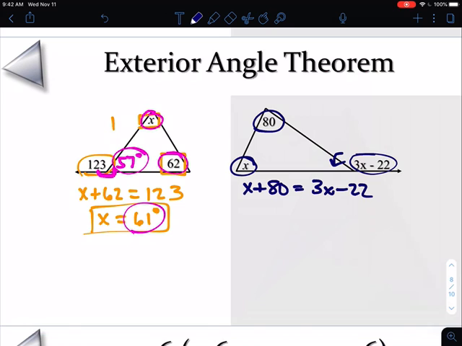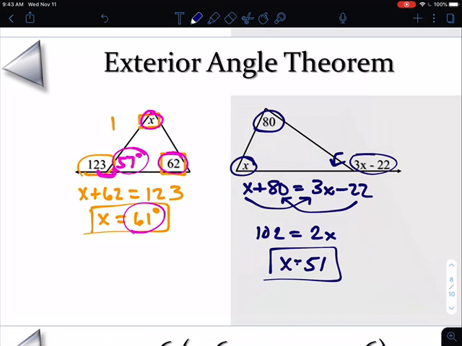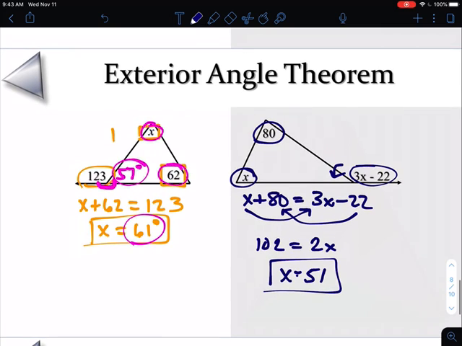And so then when I solve this, if I get my terms together so I can subtract the x over to the right and get 2x, I can add the 22 to the right or left and get 102. When I divide both sides by 2, x would equal 51 degrees. Okay, so 2 insides are going to always add up to equal the 1 outside when they're the furthest away.